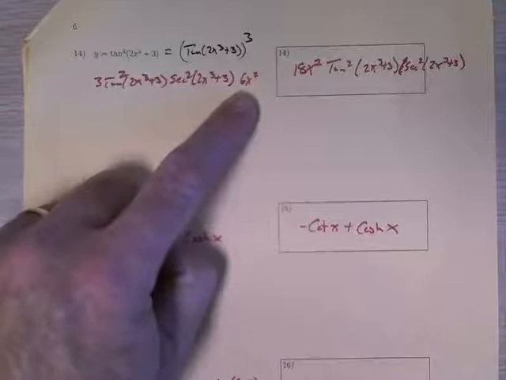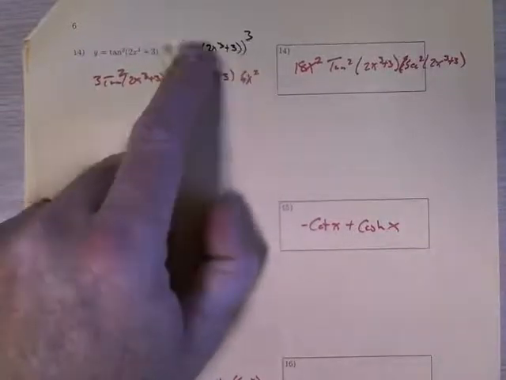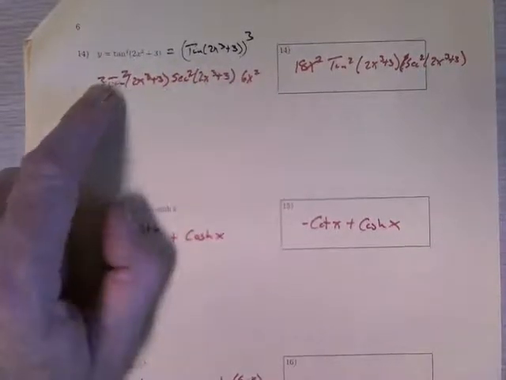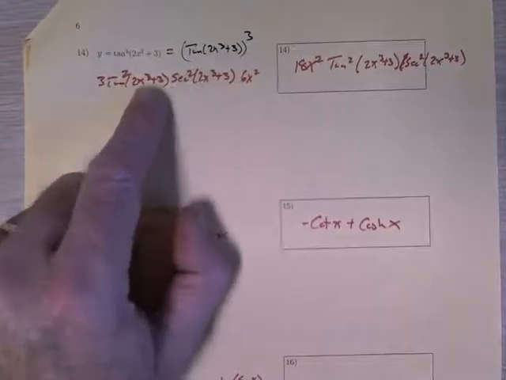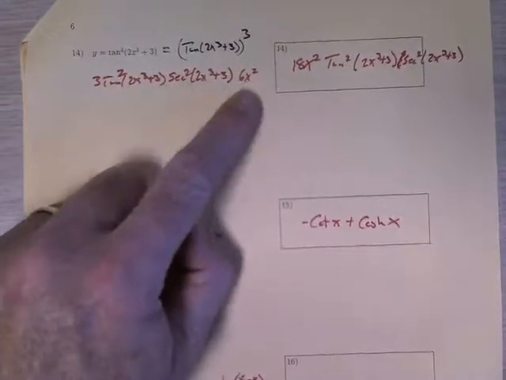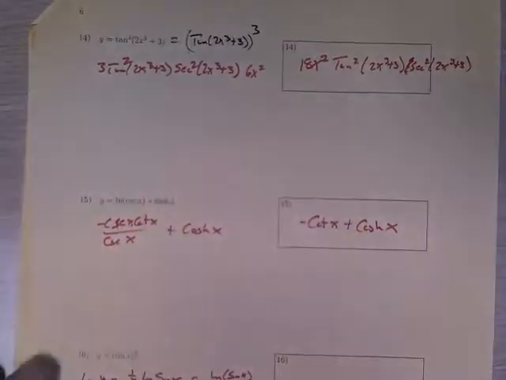So there's 2 chain rules here. The first, the outside function is cube, then you have a tangent, and then you have that polynomial on the inside. Right? So 3 times the tangent squared of that thing, secant squared of that thing, derivative of that thing. Right? And it all ends up looking like that.